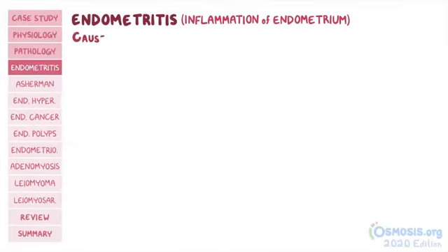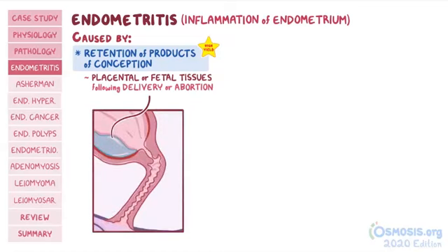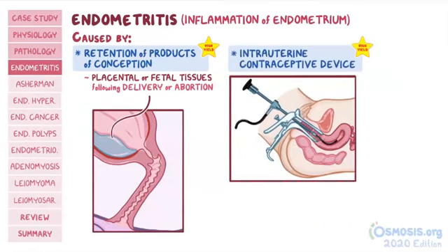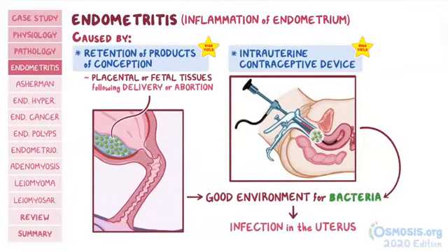A high-yield risk factor to remember is the retention of products of conception, like parts of the placental or fetal tissues, following delivery or abortion. Another risk factor is the presence of a foreign body, like an intrauterine contraceptive device. Both can provide a good environment for bacteria to grow and cause an infection in the uterus.